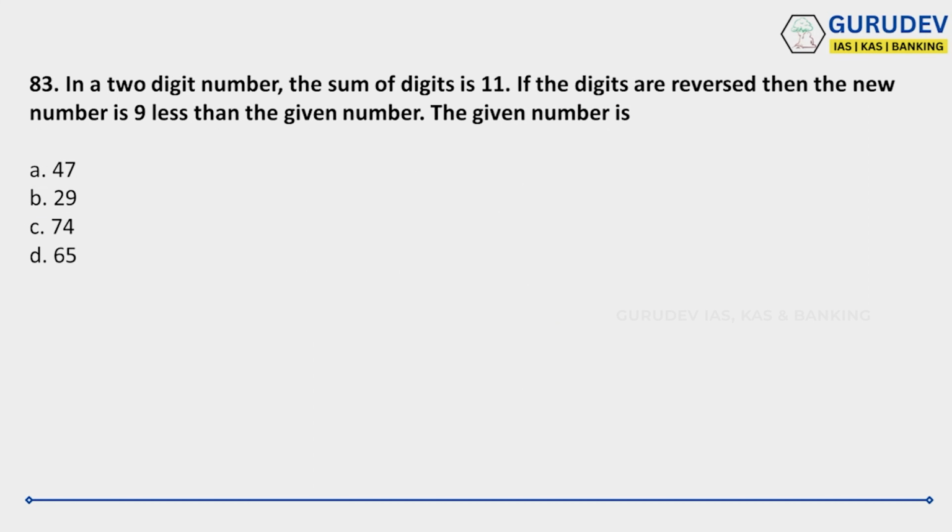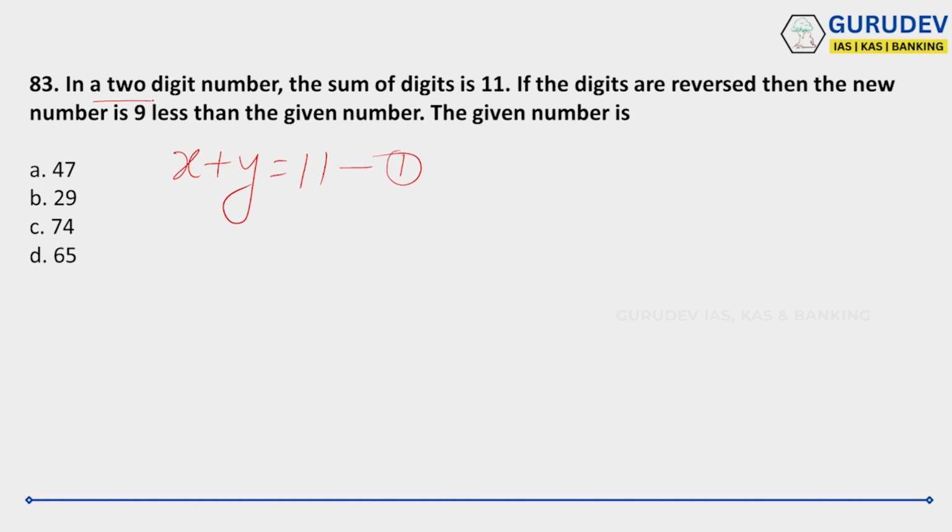83rd question. Okay, what is the 83rd question saying? In a 2-digit number, the sum of digits is 11. Okay, let us take the 2-digit number's digits as x and y, so x plus y is 11. This is my equation number 1. If the digits are reversed, then the new number is 9 less than the given number.